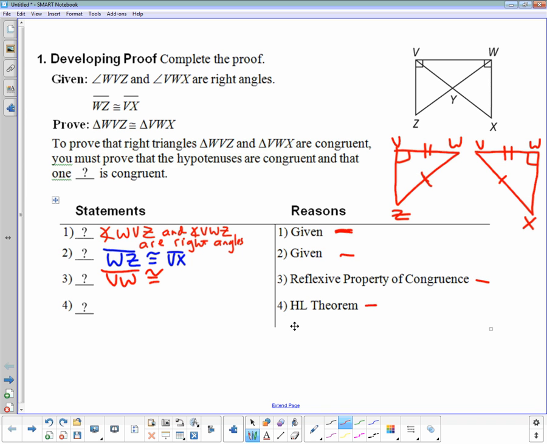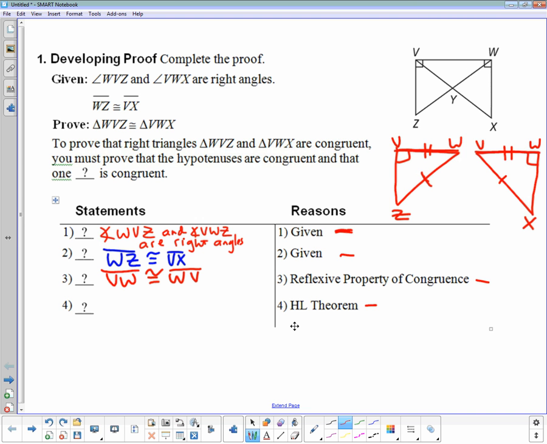VW is one of them. What about, should it be VW or WV? WV, because if you're going from right angle to acute angle, you want to be going from right angle to acute angle, so it'll reverse order. All right, and now finally I can wrap this up using the HL theorem and what goes down on the last line.